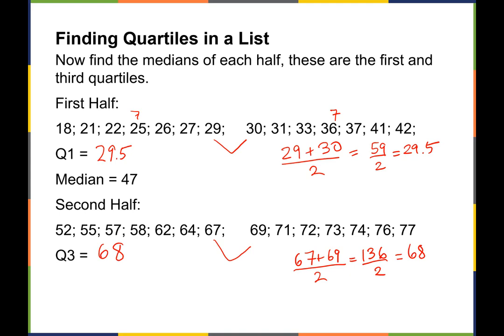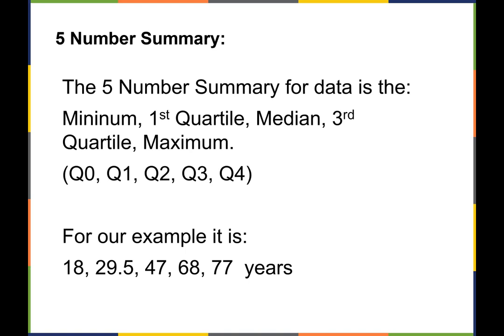So 1/4 of the way through the list is 29.5. Halfway through the list is 47. 3/4 of the way through the list is 68. We can organize this data into something called the 5-number summary. The 5-number summary for data tells you how spread out data is, or how condensed data is. And the values that go into the 5-number summary are the smallest value, the minimum, the first quartile, which we often refer to as Q1, the median, the third quartile, which is Q3, and the maximum.